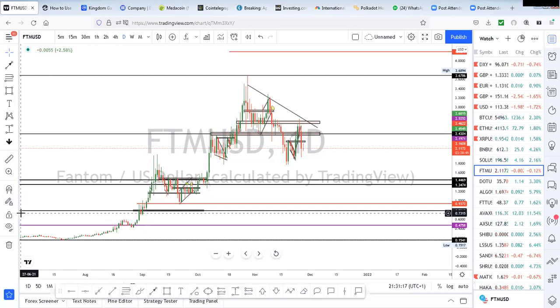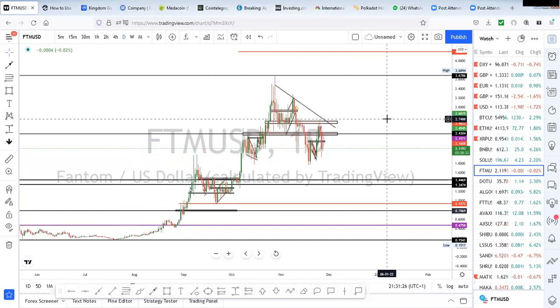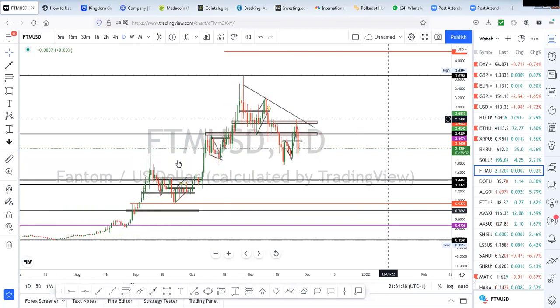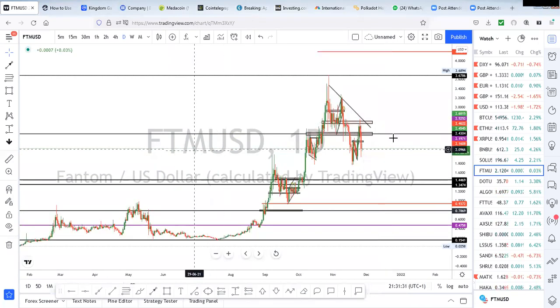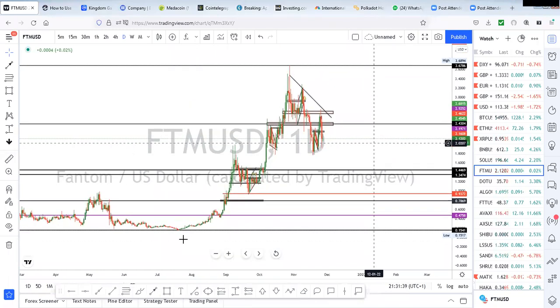These lengths can be applied to any chart time frame. You can apply a moving average on the daily, on the weekly, or on your H4, H1, M5, M15, M30, depending on the trader.